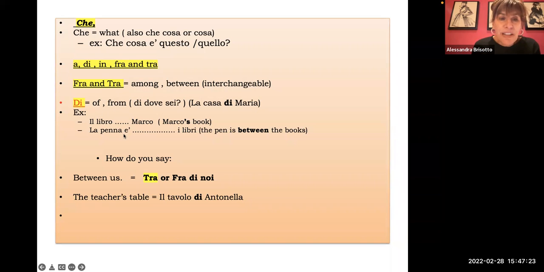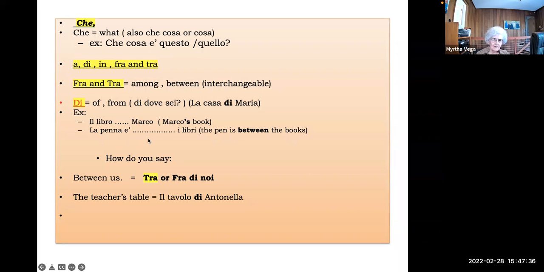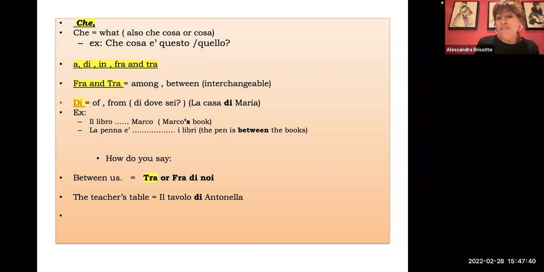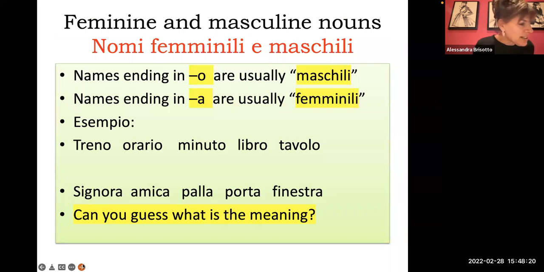But let's try another preposition. La penna è, the pen is between the books. What do you put here? La penna è... tra. Fra or tra. La penna è fra i libri or la penna è tra i libri. It's up to you. Choose whatever you want. Okay, so how do you say between us? You can say tra or fra di noi, between us. And the teacher's table, in this case my table, I will say il tavolo di Alessandra, Alessandra's table. Okay, so now you know some prepositions and how to use them. Okay, we are going back to page 33 in your book.